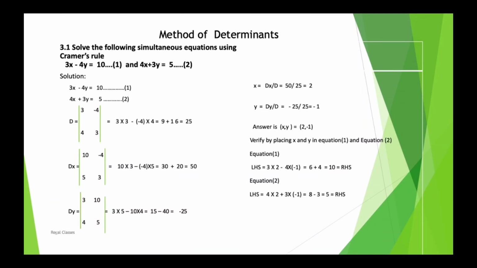Calculate left hand side of equation 1 by placing x, y in the equation, and you find it is equal to right hand side. Here you have to be careful only about dy, that the first column will be not the constants column, but the coefficient of x, and the second column will be the constants column. So here you should not confuse. The first column has to be the coefficients column of x.